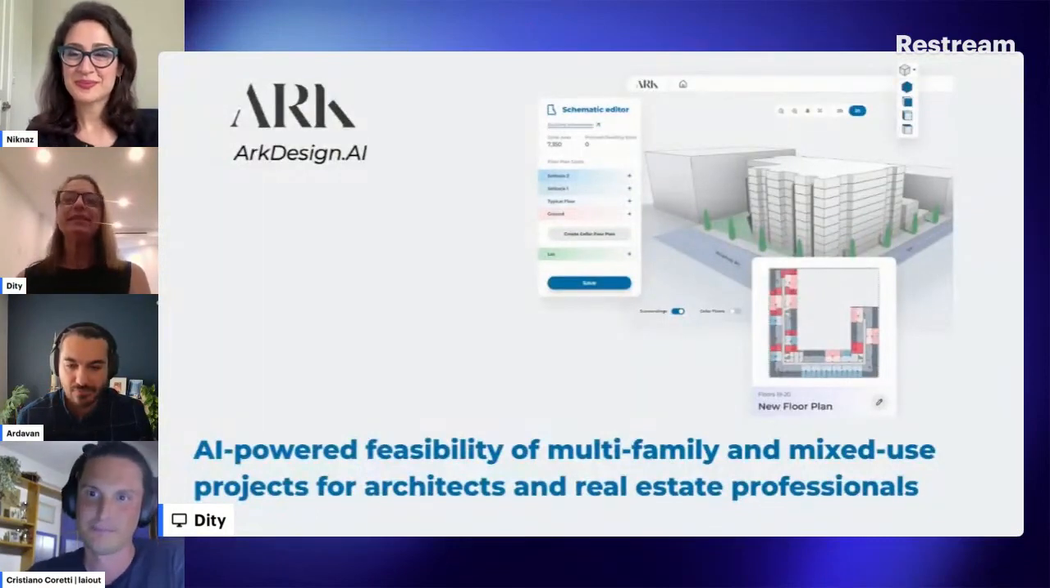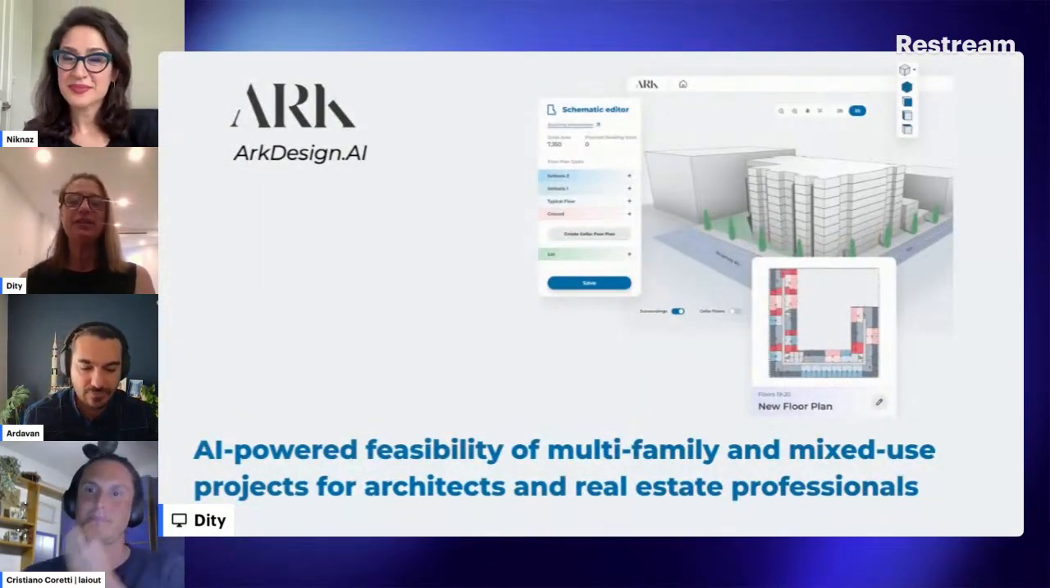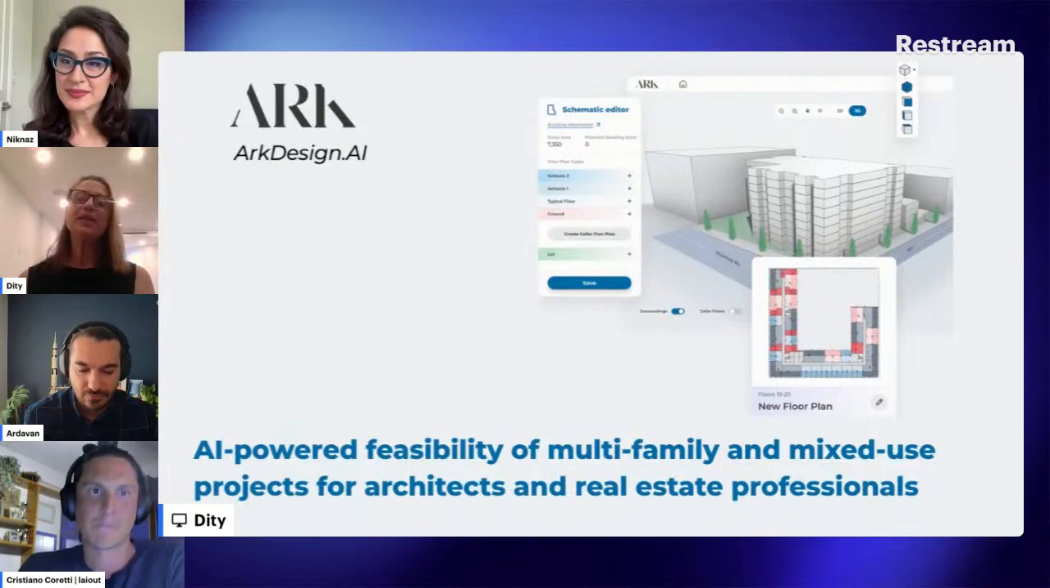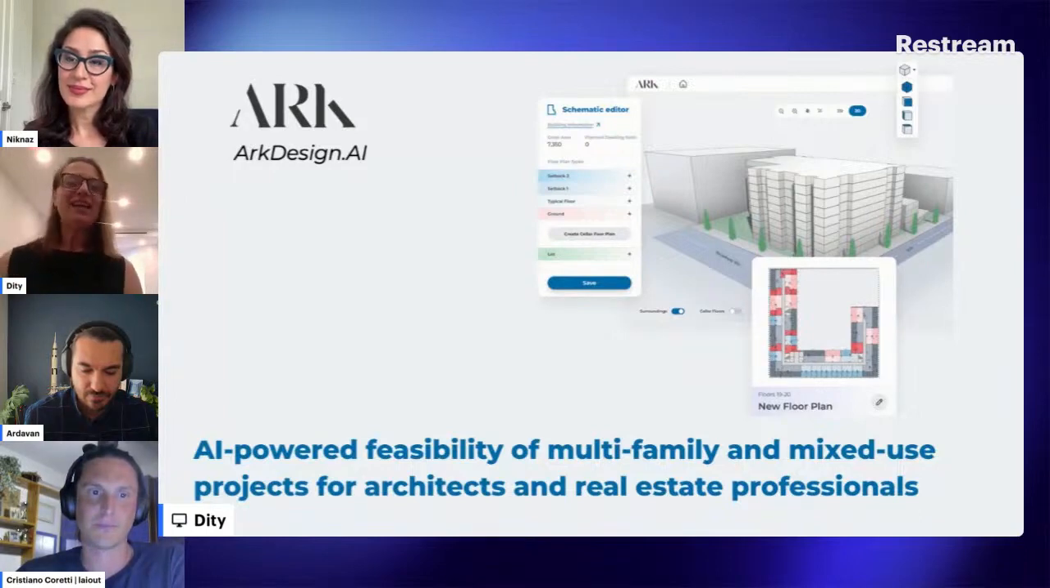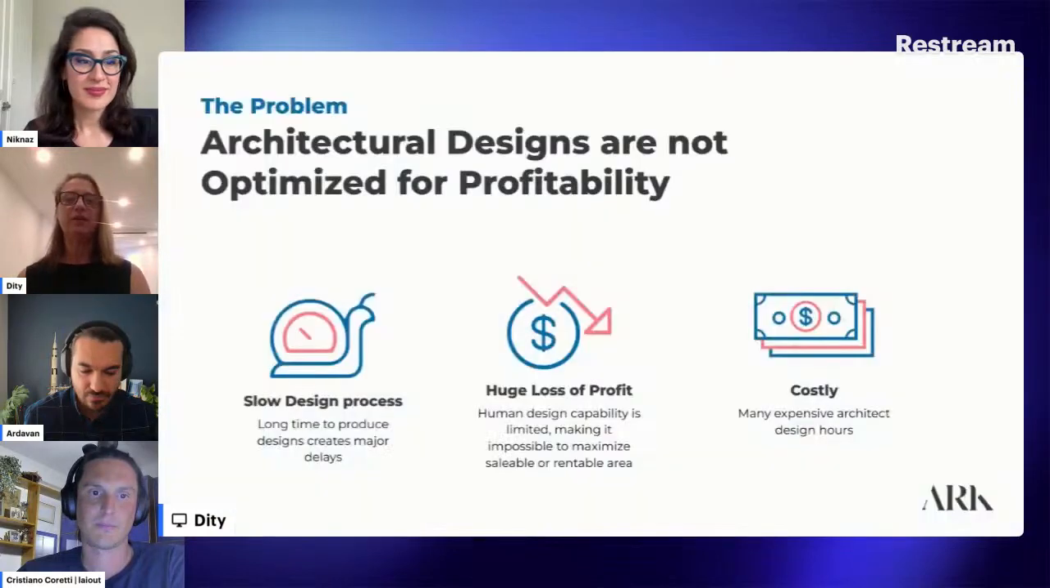We are a feasibility tool for real estate developers and architects for multifamily and mixed-use buildings. But the mixed-use buildings are having a residential portion. And that's actually my background, and that's the use case that we're working on.